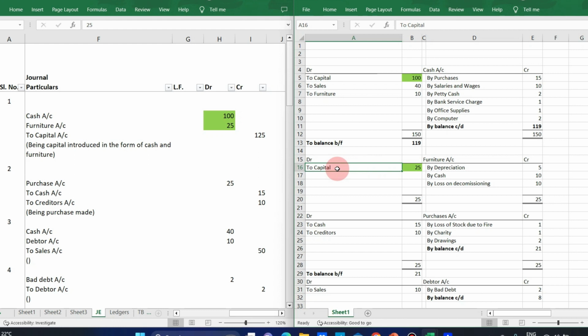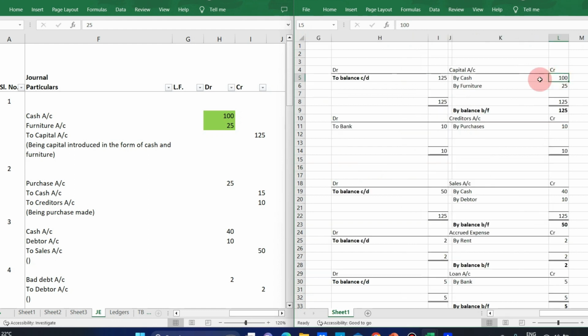Now the same way, when we go to the capital account, we'll see capital is being credited. So cash and furniture will be here in the credit side of the capital account. So as you can see, 100 here is being credited for cash, and then for furniture it's 25.